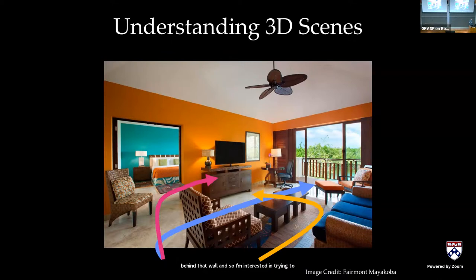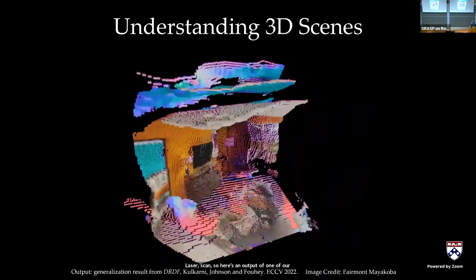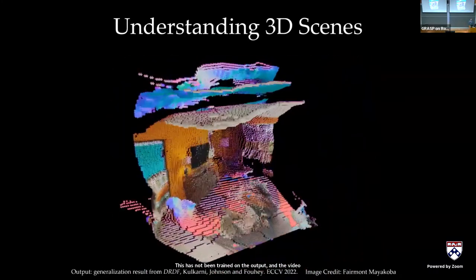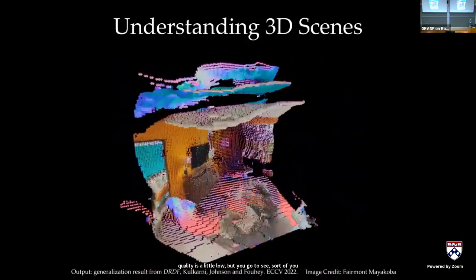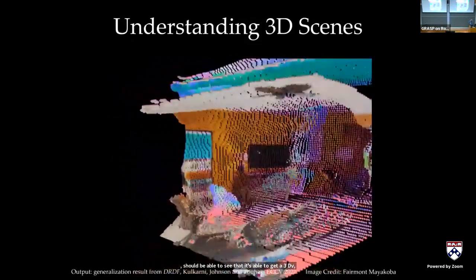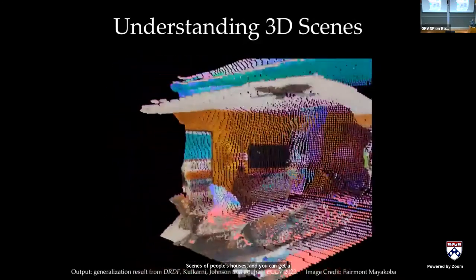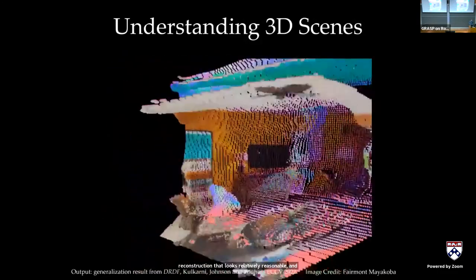This is something that you can't get from a laser scanner. So here's an output of one of our systems. This has not been trained on the output and the video quality is a little low, but you'll be able to see that it's able to get a 3D reconstruction. The system has been trained not on hotel rooms, but rather on indoor scenes of people's houses. And you can get a reconstruction that looks relatively reasonable, with point clouds for the chairs, and a floor behind the chairs as well.